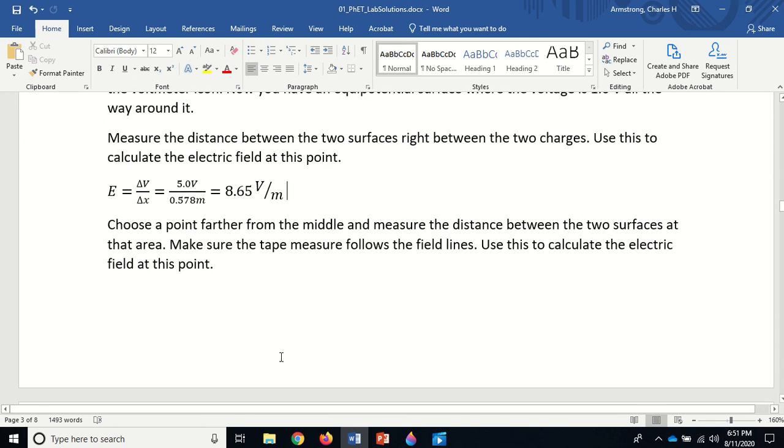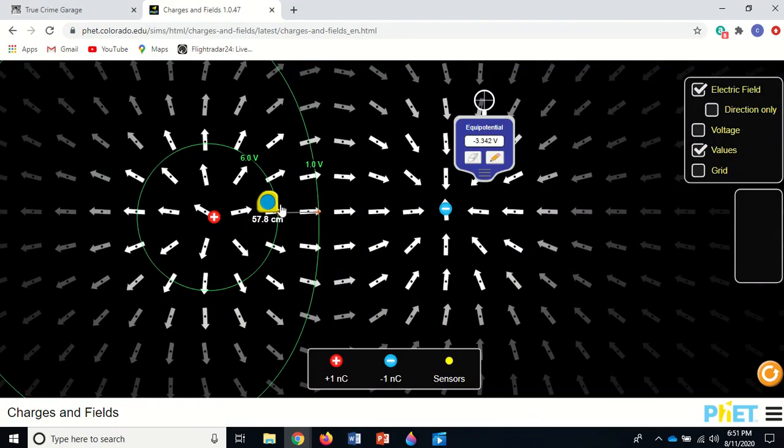Now we want to choose a point further out. So we'll go back here. I'll take the tape measure and put it, say, right here. What we want to do, though, is follow the electric field lines. We don't want to just do this, because that's not right; we're not following. The electric field lines are going this way, so you want to go up like this. We can't do it perfectly. You'd put a little string down there to get the curvature. We're doing it as best we can.